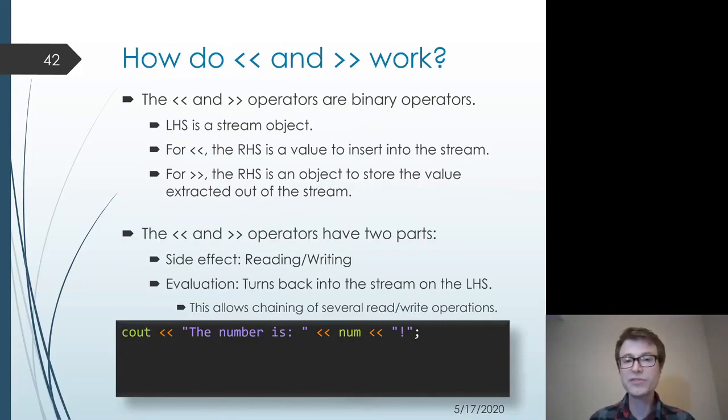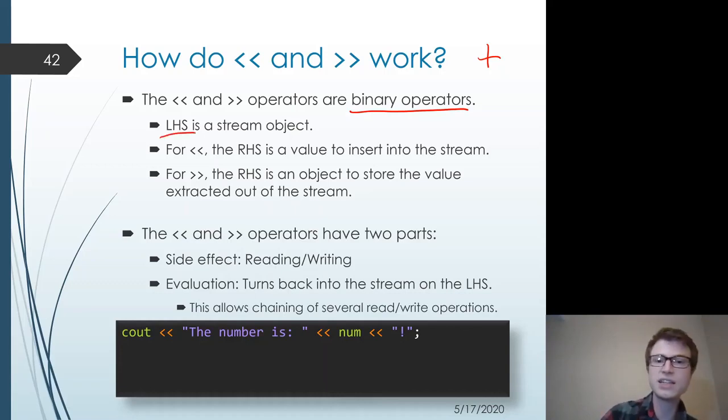And finally, just a little bit more information about how these operators work in terms of the language itself. Both of these operators are binary operators, just like plus, for example. They take two operands, a left-hand side and a right-hand side object. The left-hand side is always going to be the stream that we're working with, like cin or cout always comes on the left of one of these operations. For the output operation, the right-hand side is going to be the value you want to insert into the stream. For the input operation, the right-hand side has to specifically be an object, not just a value, because we need an object that is some chunk of memory where we're going to actually store the value that we get out of the stream.